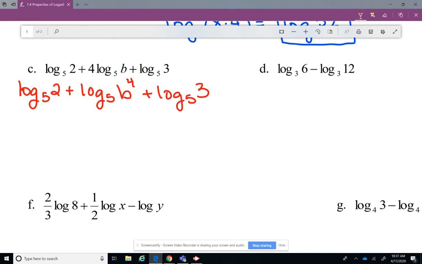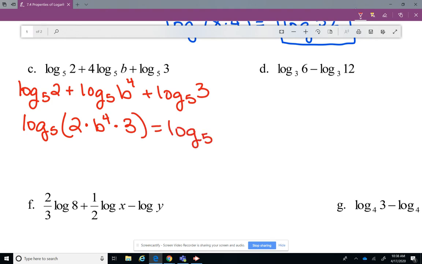Now go check, are your bases all the same? Yep, they're all log base 5s. Well, what are the signs? They're all plus signs. So that's going to be multiplication. So we're going to write log base 5, and we're going to multiply the 2 times b to the 4th times the 3. So now we have log base 5, and I'm going to do the 2 times the 3 first. And that's going to be 6. And then we're going to do b to the 4th. And that's your answer. Now, if you want to put this in parentheses, you can, but you don't have to.